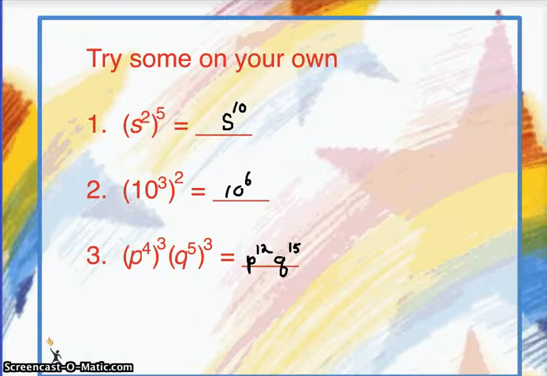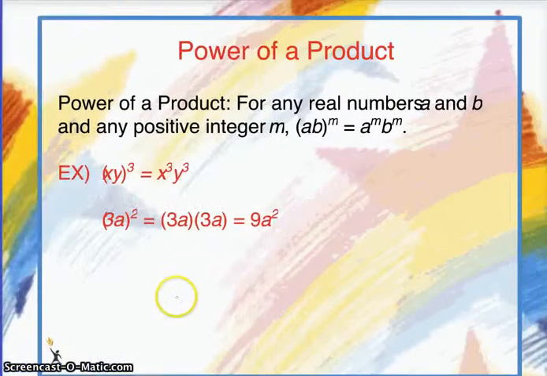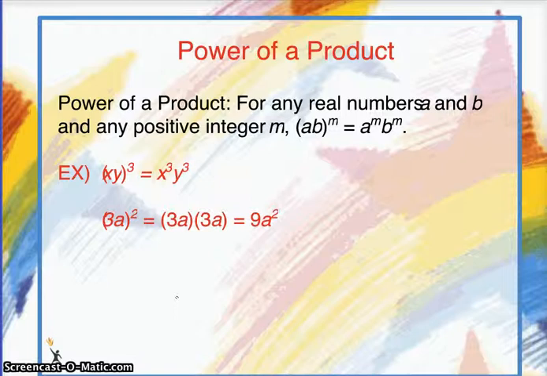All right, let's move on to the third property. 3 out of 5. This is the power of a product. The definition says for any real number a and b and any positive integer m, if you take a times b and you raise all that to the m power, what you're saying is that you're actually raising a to the m power as well as b to the m power. Notice the parentheses. This power then is applied to everything in the parentheses. So in our first example, we have xy to the 3rd power. You would then take x to the 3rd power and y to the 3rd power.